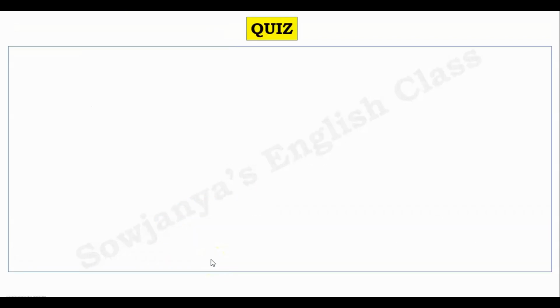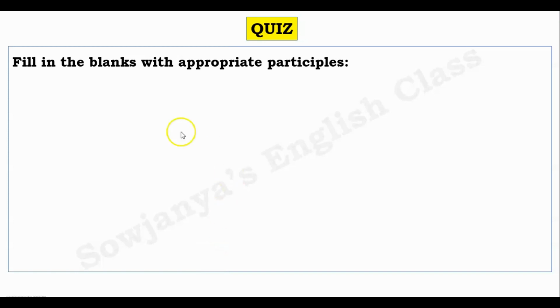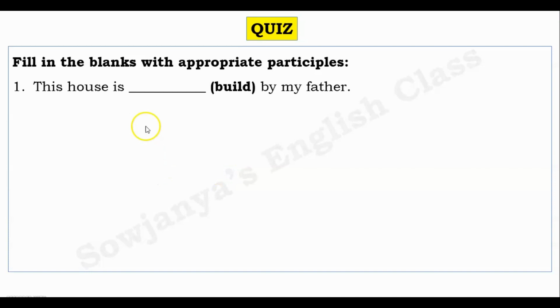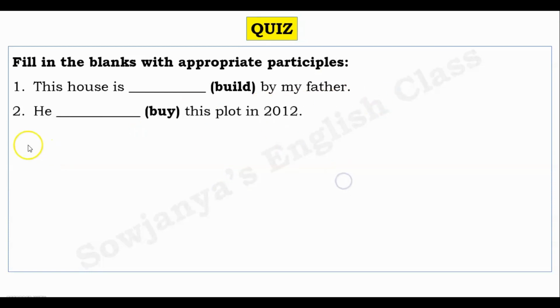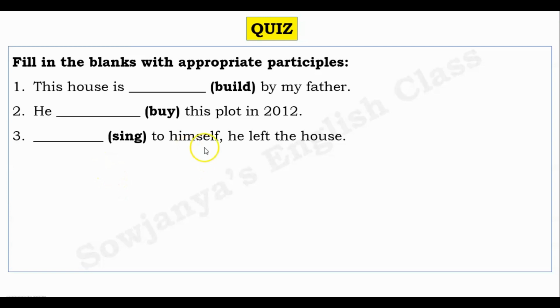Okay. And it is the time for quiz. Simple one as usual. Just fill in the blanks with appropriate participles. First one, this house is ____ by my father. Verb is build. He ____ this plot in 2012. Verb is buy. ____ to himself, he left the house. Verb is sing. She, here you have two blanks, ____ ____ in the classroom.